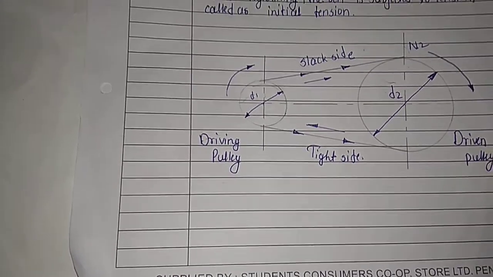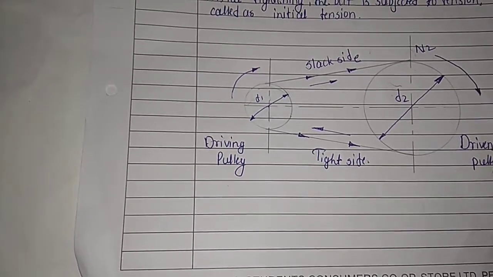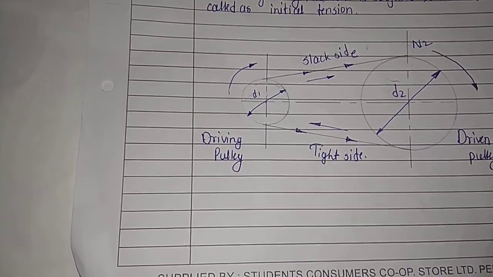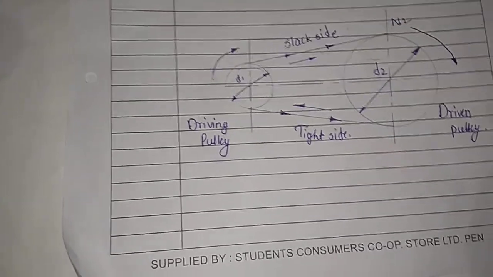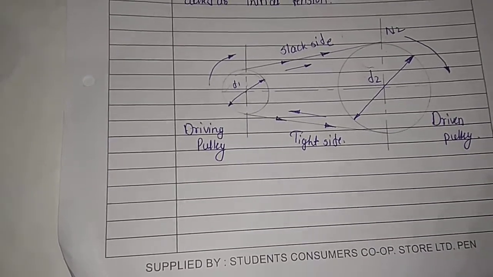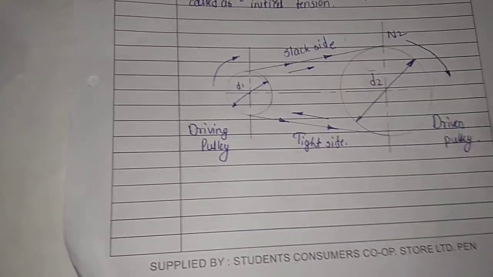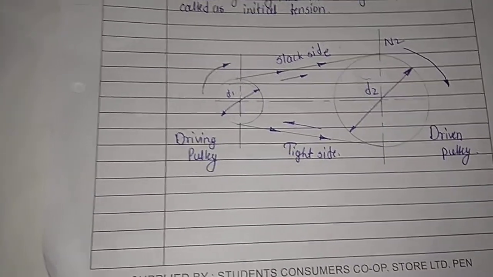When two shafts are connected by means of a belt drive, some frictional grip between the belt and pulley is necessary. This can be done by tightening the belt before mounting it on the pulley. Due to this initial tightening, the belt is subjected to tension. It is called the initial tension.